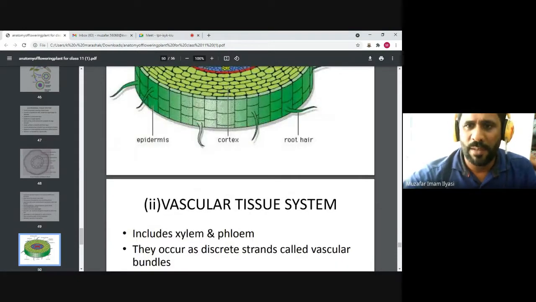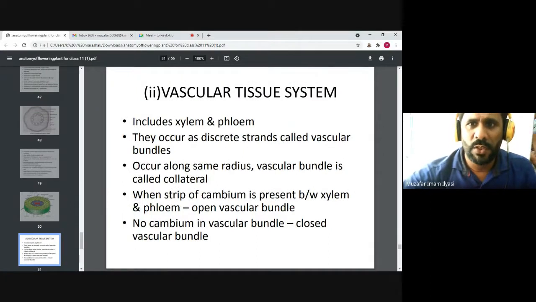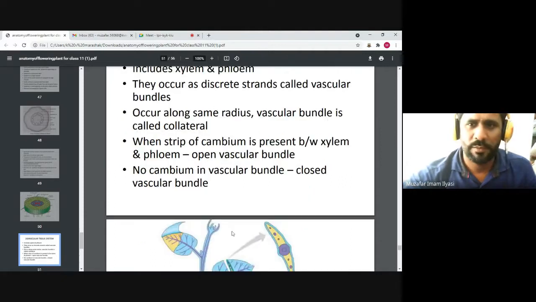After this diagram section, now we can talk about the vascular tissue system. See this. The vascular tissue system consists of xylem and phloem. They occur as discrete strands called vascular bundles. When xylem and phloem occur along the same radius, the bundle is called a collateral bundle. When a strip of cambium is present in between xylem and phloem, it is an open vascular bundle. When there is no cambium in the vascular bundle, this is a closed vascular bundle.